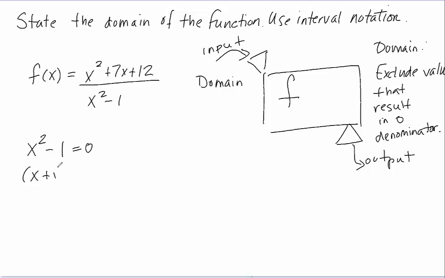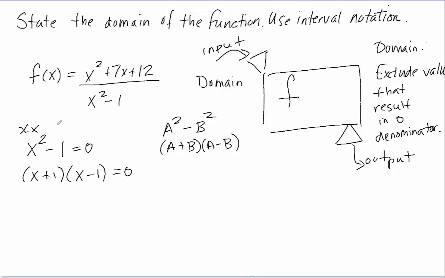Because it's a square, I'm going to need to factor to do that. This is your a squared minus b squared binomial pattern, a plus b, a minus b. So for x squared, that's x times x, and 1 is 1 times 1. So one of these with a plus and one of each with a minus. I set each factor equal to 0. Solve those factors, and I get -1 and 1.